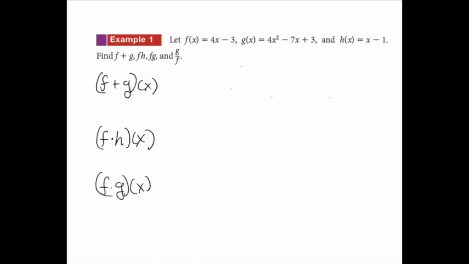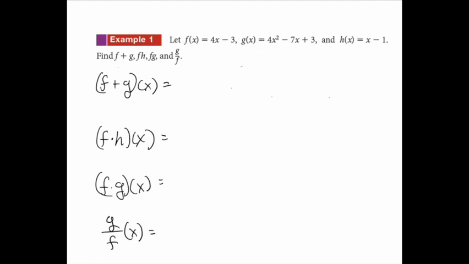Okay, let's look at our first example. We have f of x is 4x minus 3, g of x is 4x squared minus 7x plus 3, and h of x is x minus 1. And we need to find f plus g of x. We need to find f times h. We need to find f times g of x, and then g over f of x. And we're going to use the functions that are given.